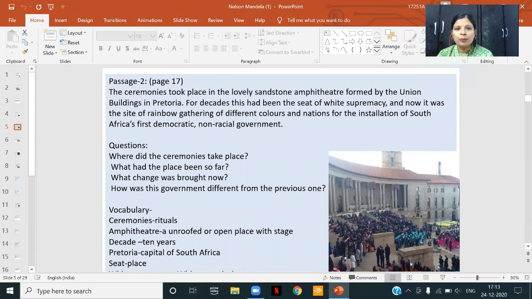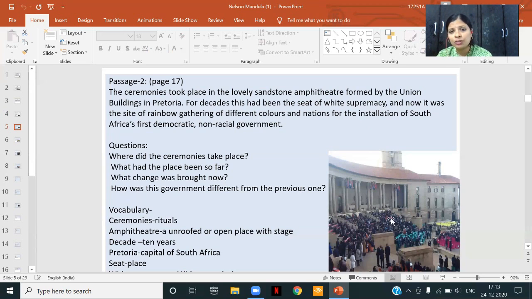The ceremonies took place in the lovely sandstone amphitheater formed by the Union Buildings in Pretoria. For decades, this had been the seat of white supremacy, and now it was the site of a rainbow gathering of different colors and nations for the installation of South Africa's first democratic non-racial government. So, children, the ceremonies are nothing but the function. It took place in a lovely sandstone amphitheater.